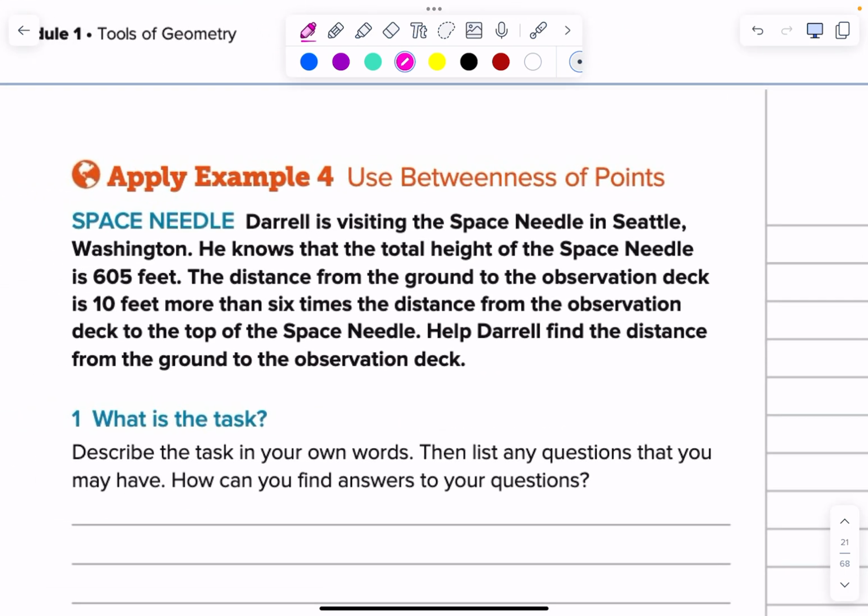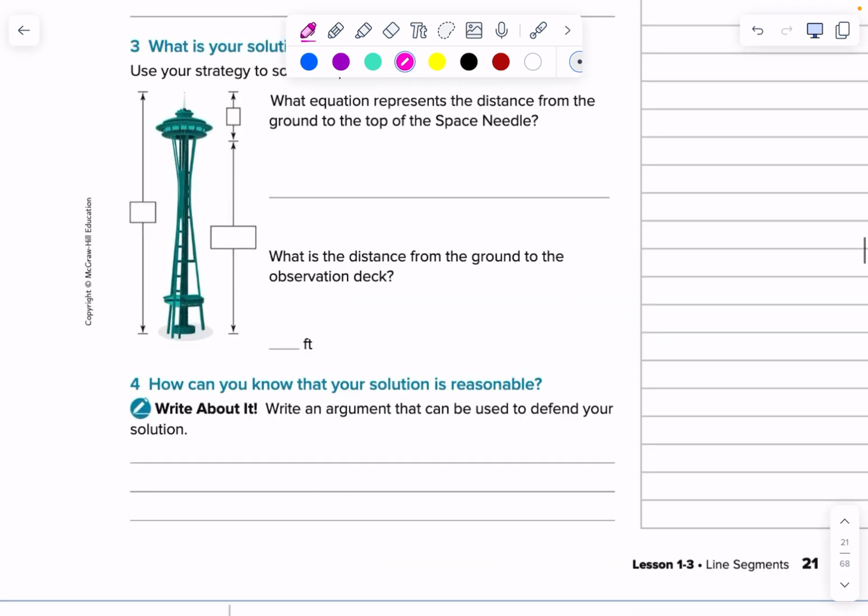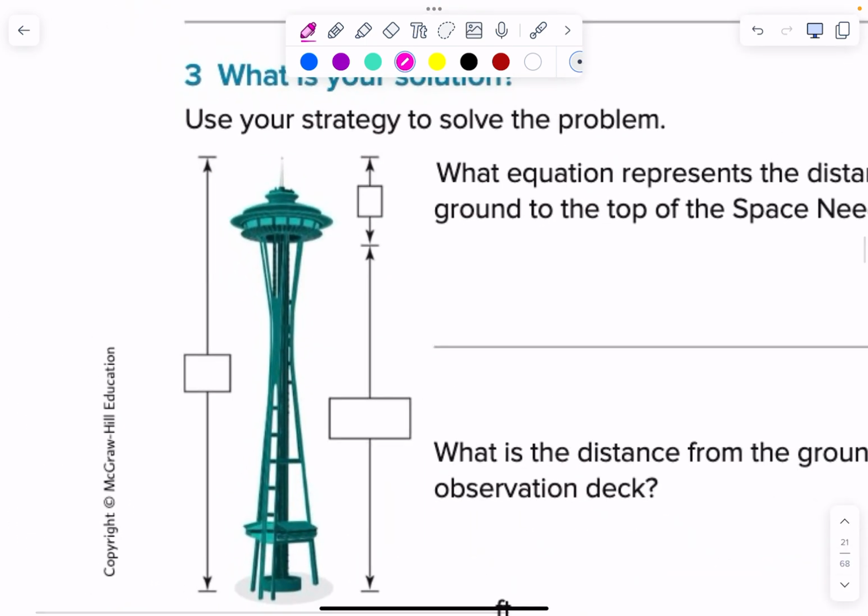Daryl is visiting the Space Needle in Seattle. Do you guys know what the Space Needle is? Right here, this guy. It looks like a UFO standing on top of a little support in Seattle, Washington.